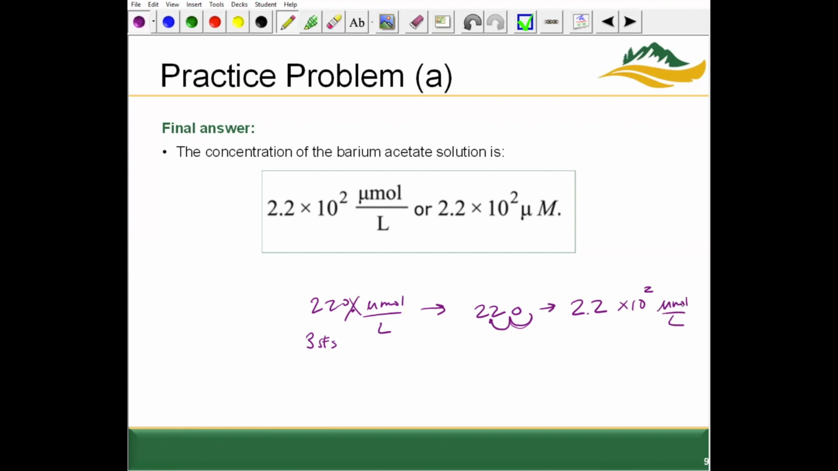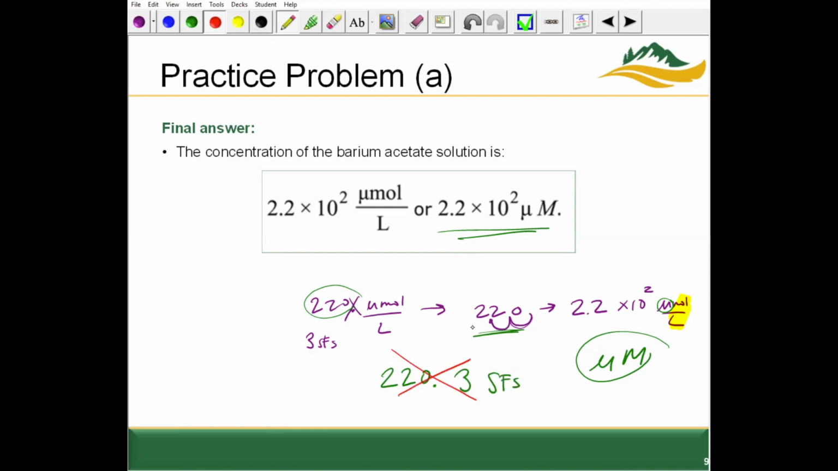Then based on the connection we just made, where moles per liter is still molarity, and then we add in this micro out here, this becomes micromolar. So the answer could also be stated as 2.2 times 10 to the second micromolar. Again, we had to put it into scientific notation because we want only 2 sig figs. And again, 220 with a decimal there is 3 sig figs, so this would be wrong. So with 2 sig figs, here's our final answer.